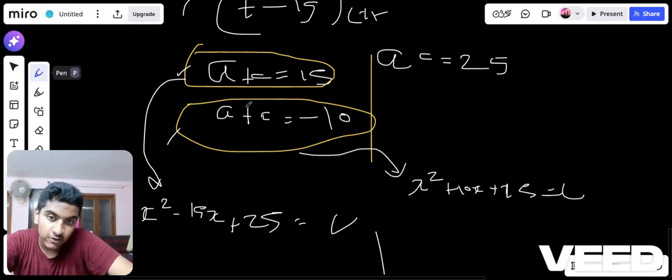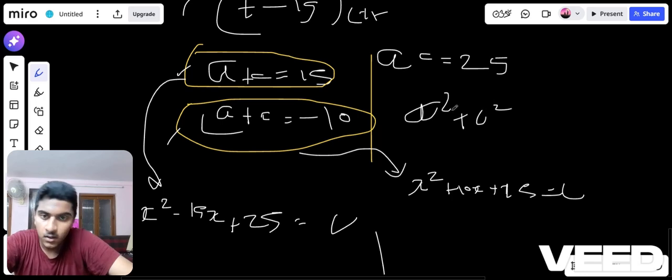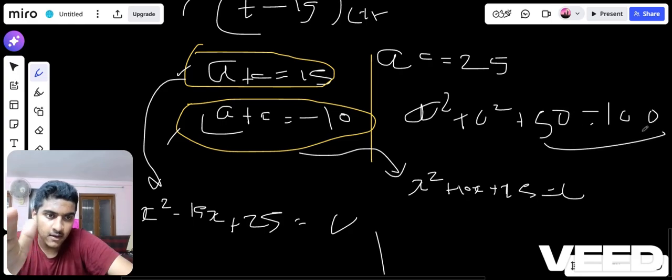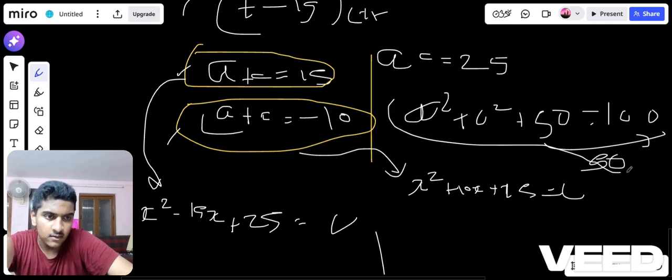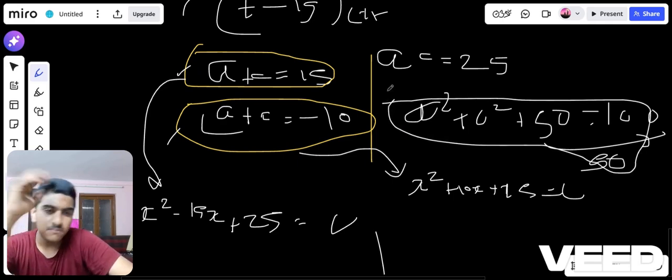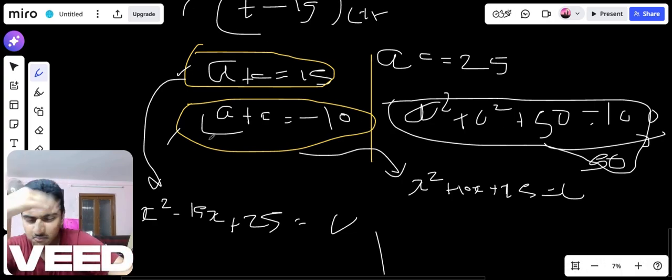Let's say a plus c whole square. So let's say you square both sides. So what would it be? A square plus c square plus 2ac. 2ac means what? 2 into 25, so 50. Equal to what? 100. 10 square is 100. So a square plus c square is 50. So that's fine. I have to think on this method. I don't know, I am currently not getting what we will get from this.